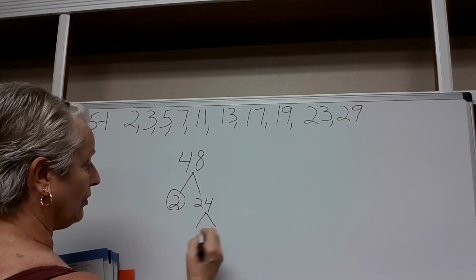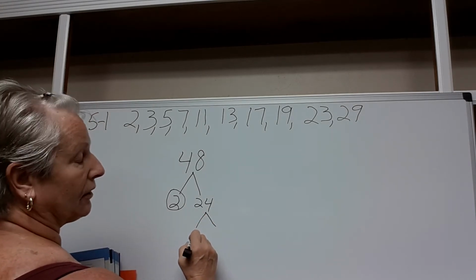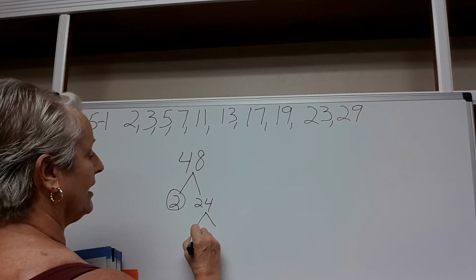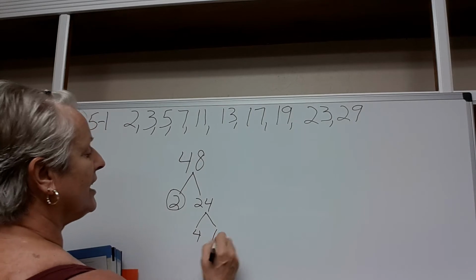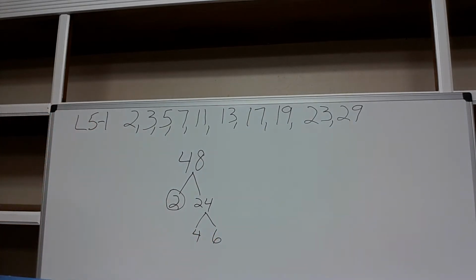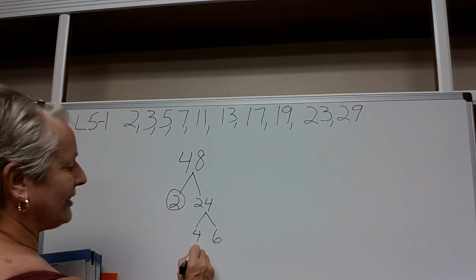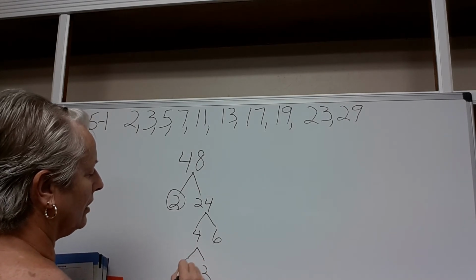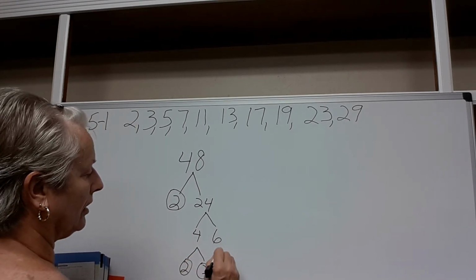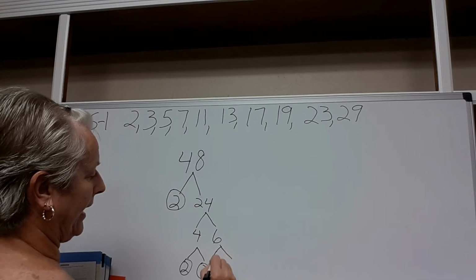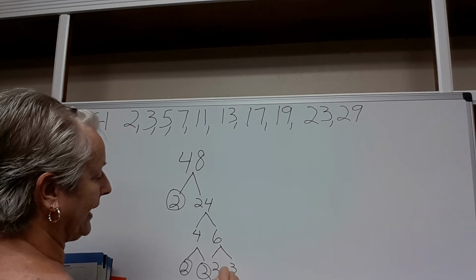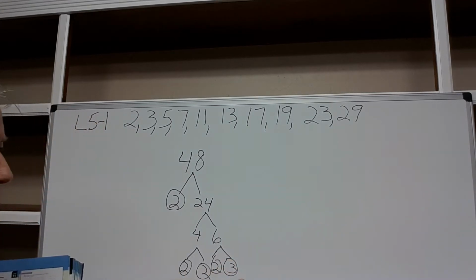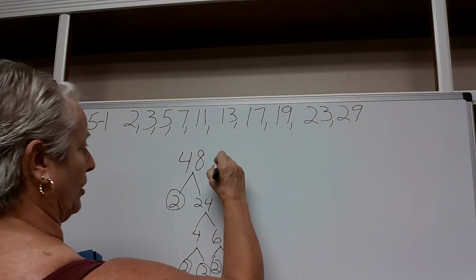Then I can do 24. Again, there are several ways I can do this. It could be 3 times 8. It could be 4 times 6. Let's do 4 times 6. Neither one of those are prime, so I've got to branch down again. 2 times 2 is 4, and 2 times 3 is 6. You want to put the smallest number first if at all possible.